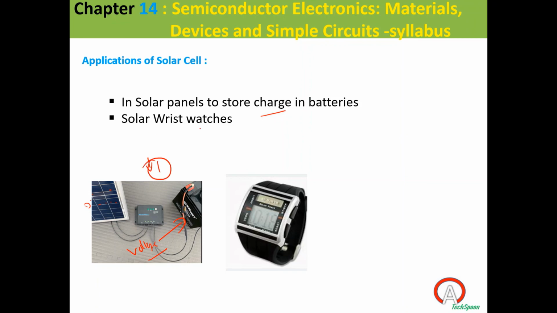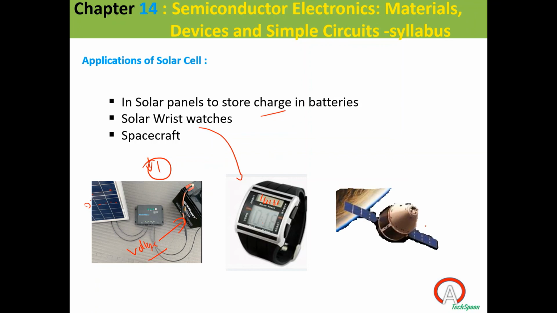Second one, solar wristwatches. So these are solar panels. Due to this solar energy, this will operate. Third one, spacecraft. Very, very important. So these are solar panels. These satellites are getting energy from this solar. Okay. So this is another application.